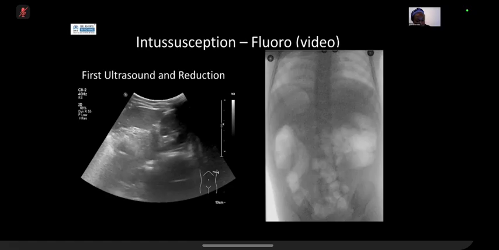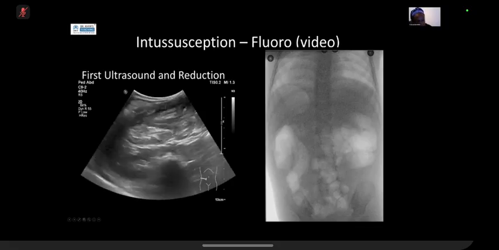Okay, so this was the case that I wanted to show you. This child presented with an intussusception, classical history, saw it on ultrasound, confirmed it was all the way to the left upper quadrant by the time we scanned it. Often we just see them at the right upper quadrant by the liver, but this had gone along the transverse colon as well. We did the reduction.